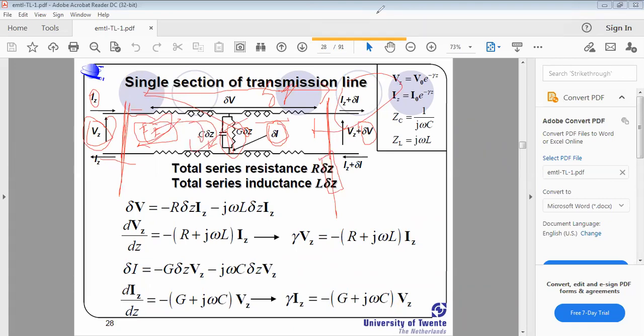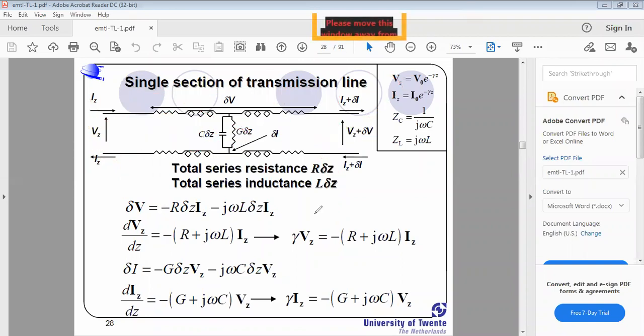What exactly is meant by KVL? KVL states that if the applied voltage is V, and the resulting drops at two components are V1 at component 1 and V2 at component 2, then the applied voltage equals the total drop, V equals V1 plus V2, according to KVL.